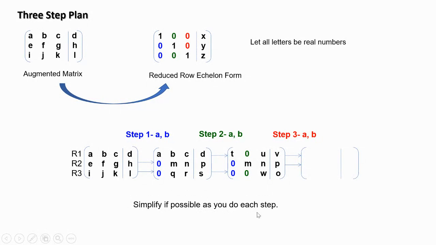You see, simplify if possible as you do each step, and this way you guarantee to only have 3 matrices, 1, 2, 3, and that's the answer here. You see, guys, this is my answer.